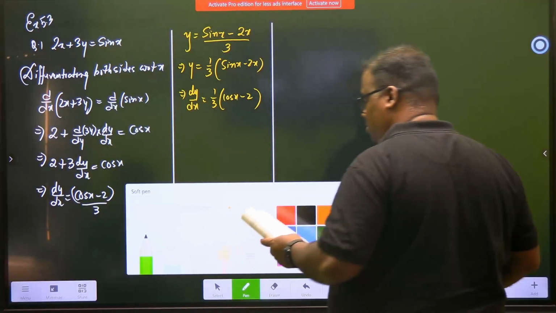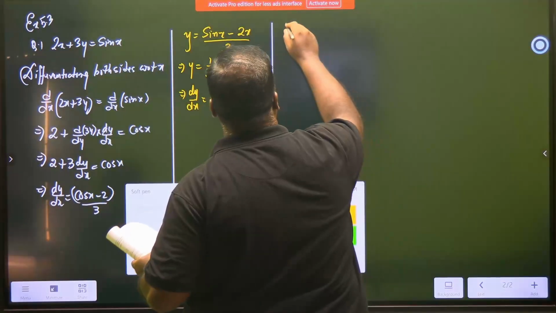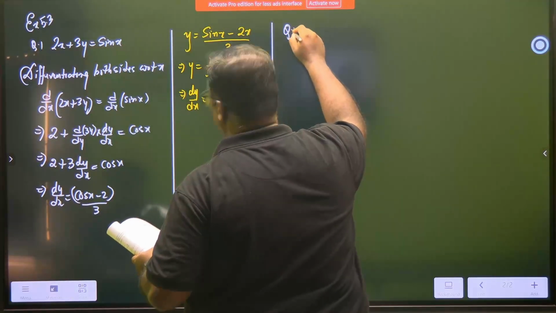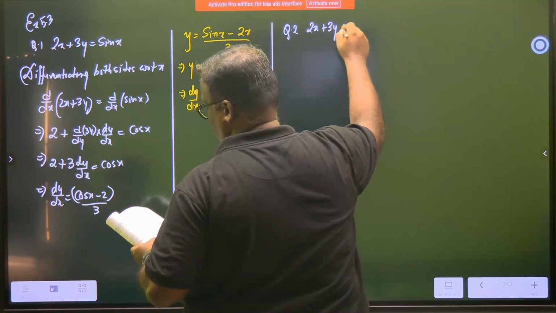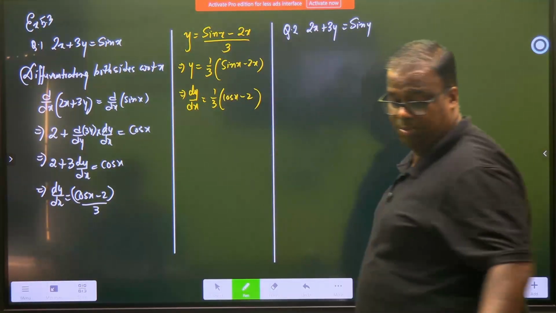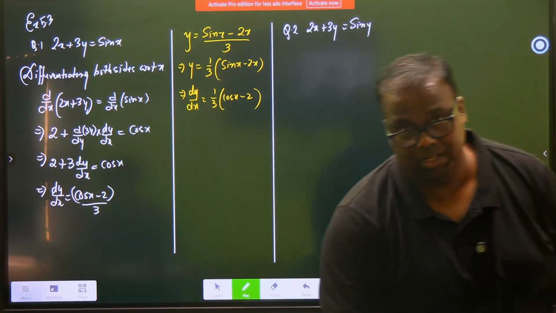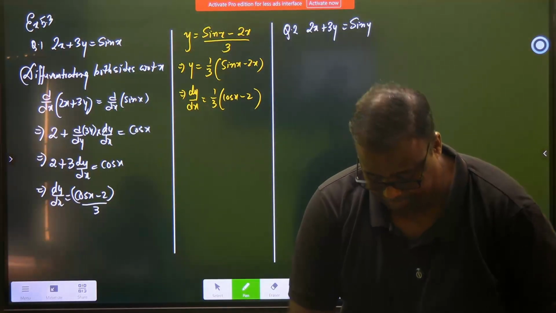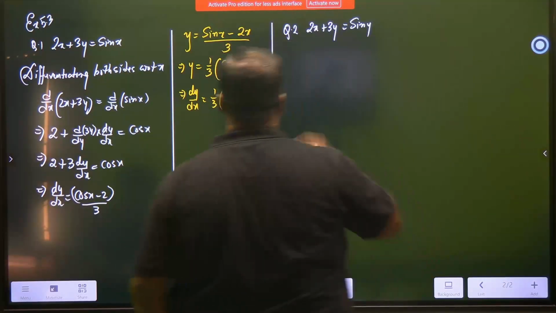Okay, let's do the next one. Next one you guys do. It's the same type. Now here you cannot separate like the way you were saying. Here you cannot separate, you will get stuck. Clear? So what do we do? We differentiate both sides.